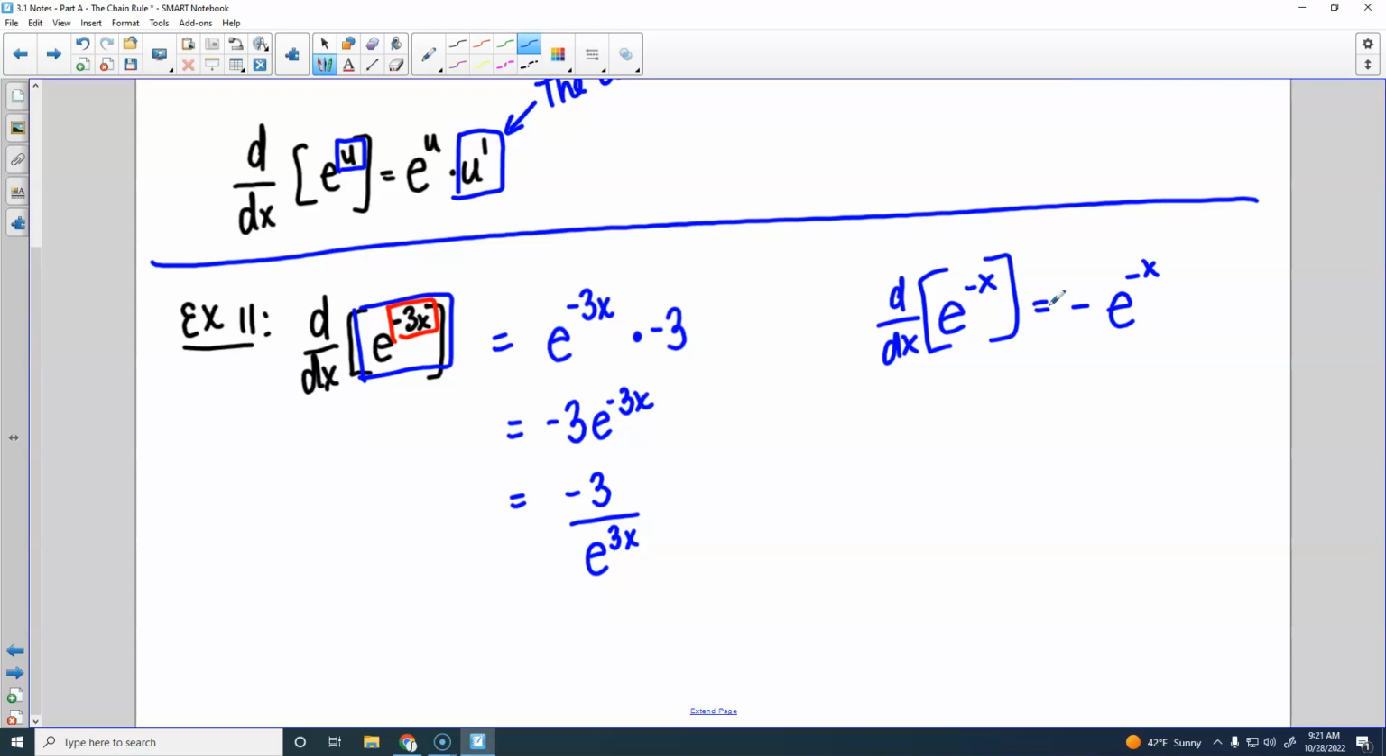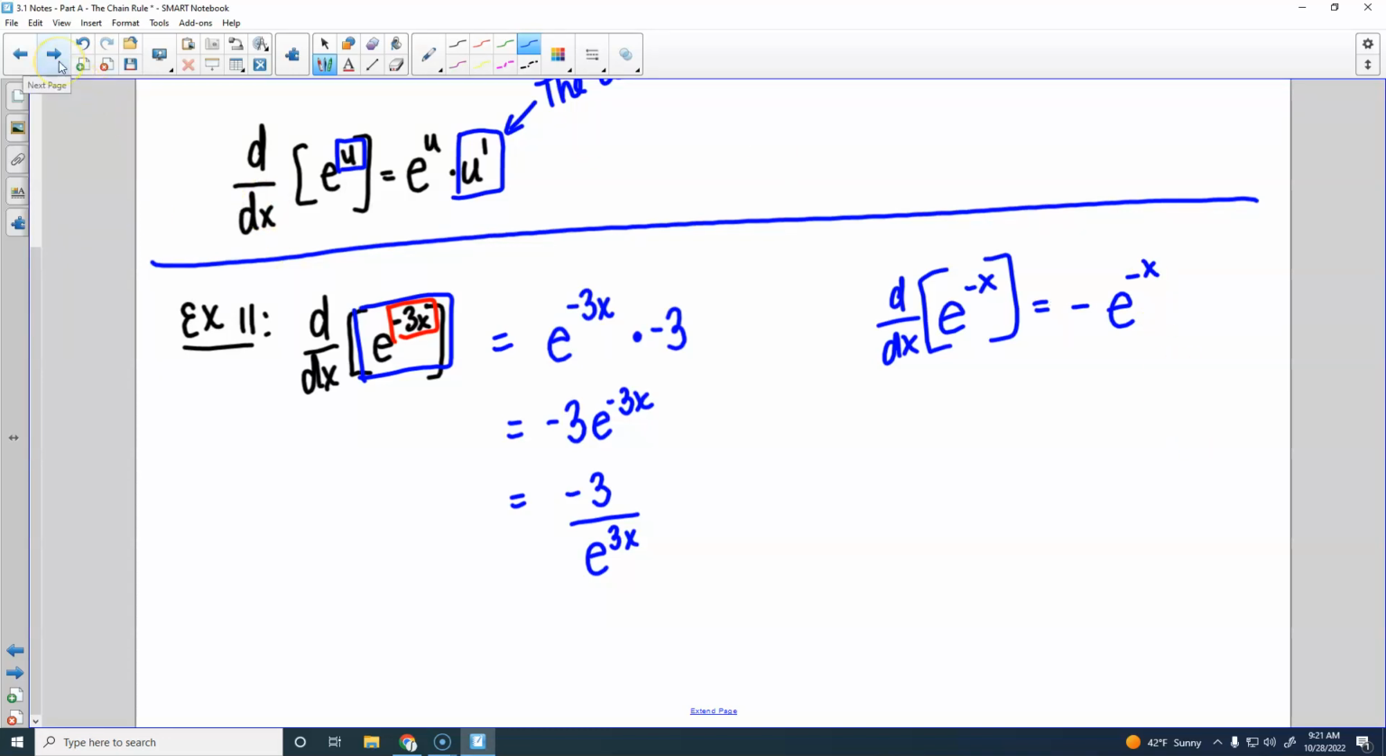Because what we'll see, and you're going to see on the assignment I'm going to give you today, we're mostly just going to work on the assignment today, is that these are usually found within a larger problem where you might have to do a product rule or a quotient rule or something like that within the problem.